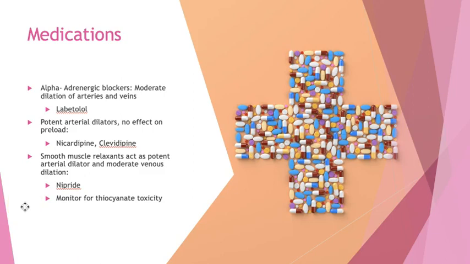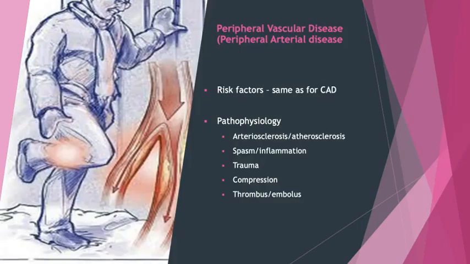We'll also use smooth muscle relaxants that can act as potent arterial dilators and moderate venous dilators. So that's nipride. But we have to monitor those patients for thiocyanate toxicity. And sometimes they'll have blue urine as well.